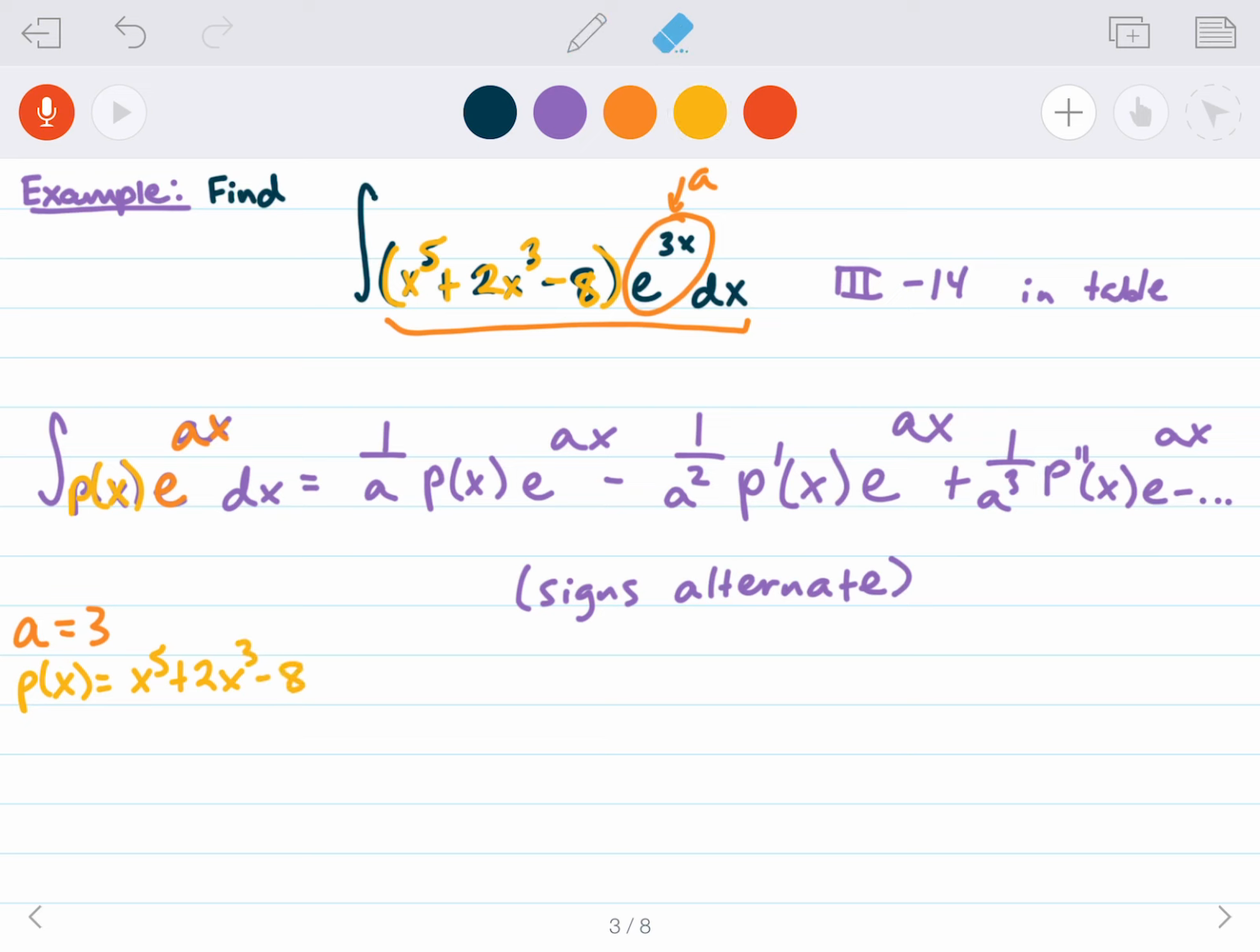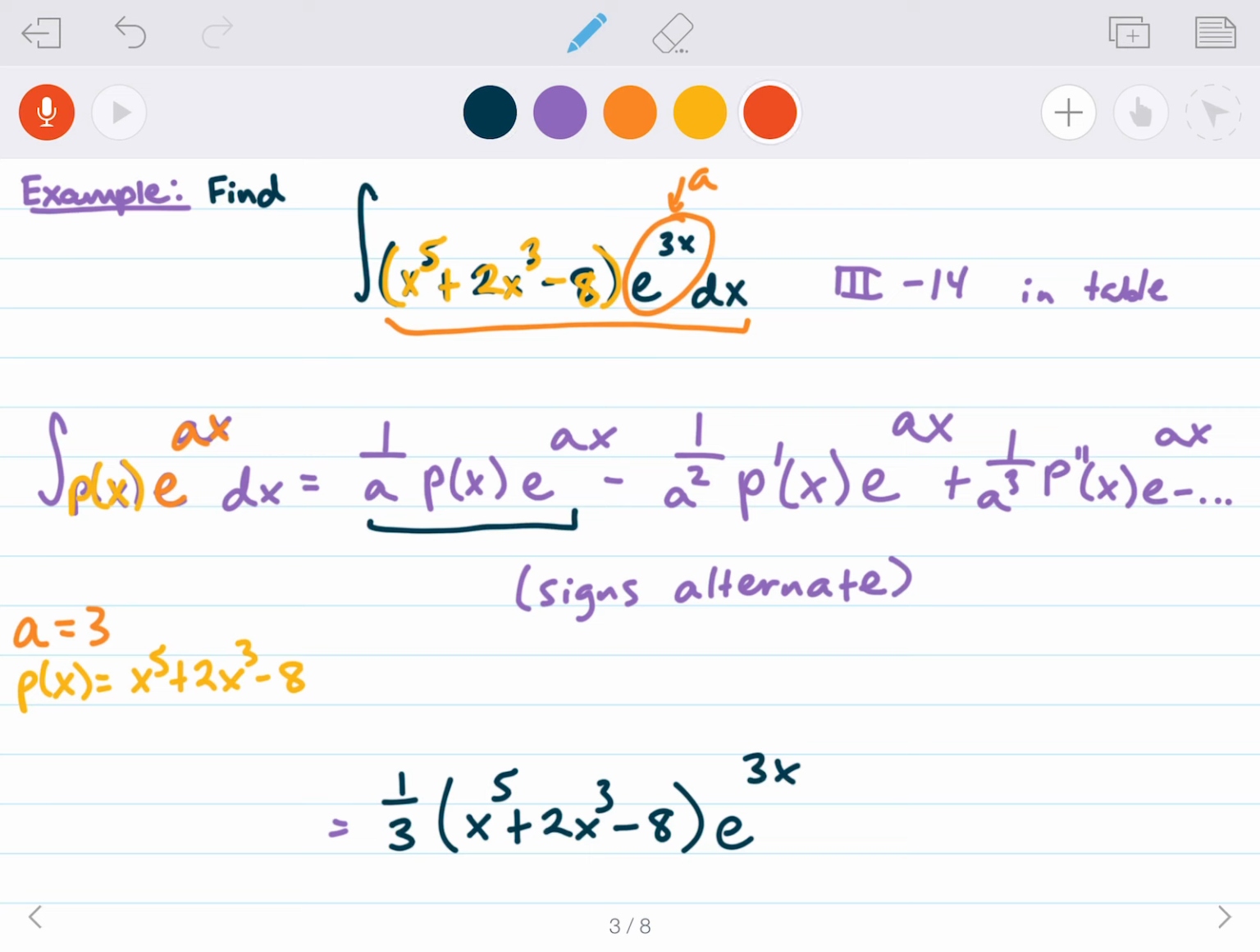All right, so let's go ahead and follow the formula. The first part, I have this. So 1 over a, which is 1 over 3, times p of x, which is that polynomial, times e to the ax. Oops. E to the 3x. All right, so that's the first part.